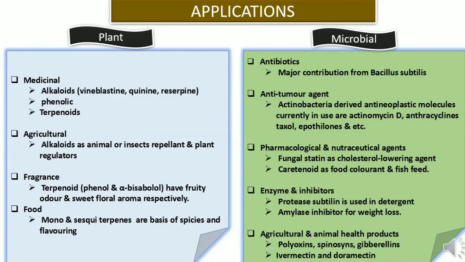And then lastly, for agricultural and animal health products. For agricultural products, polyoxin can be used as a biopesticide, spinosyn as a bioinsecticide, and gibberellin as a growth regulator. For animal health products, ivermectin and doramectin can be used as anti-helminthics, endectocides against worms, lice, ticks, and mites.